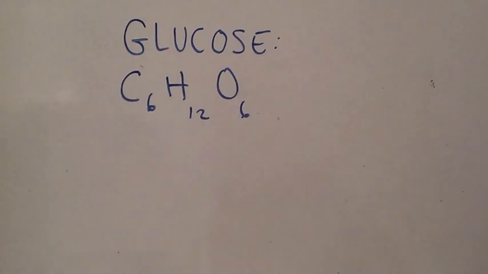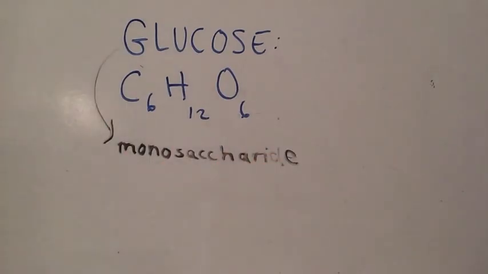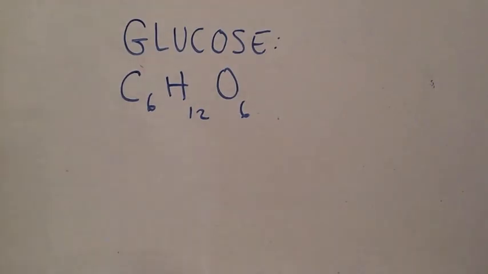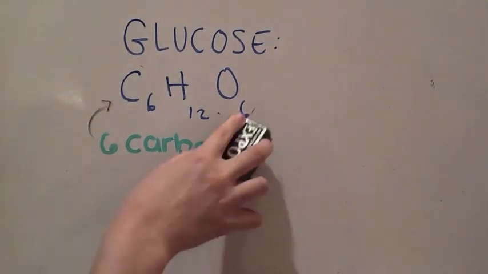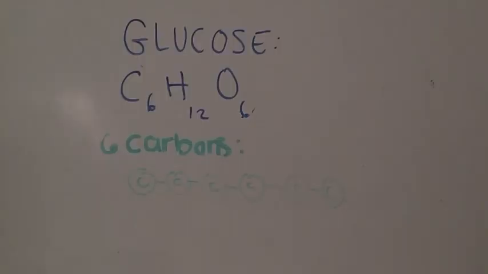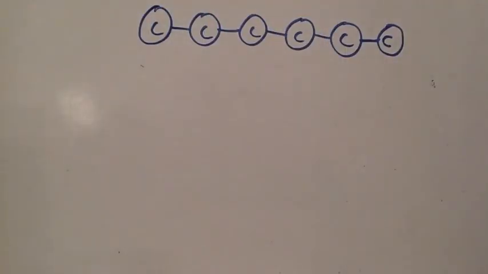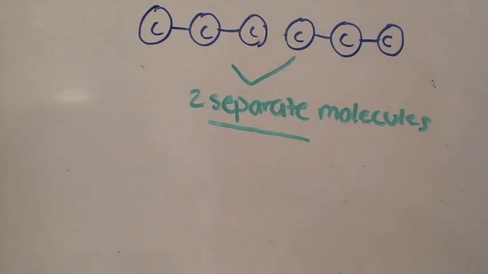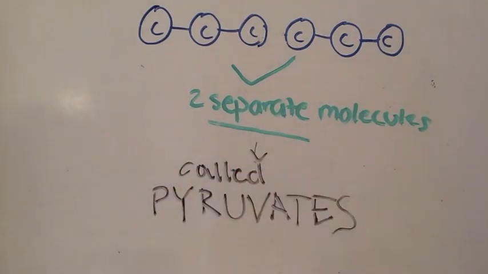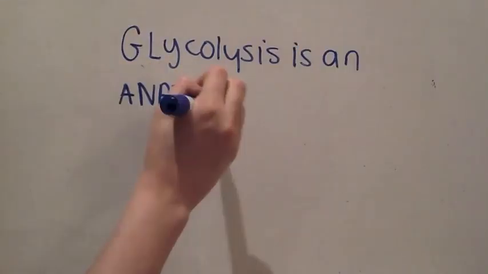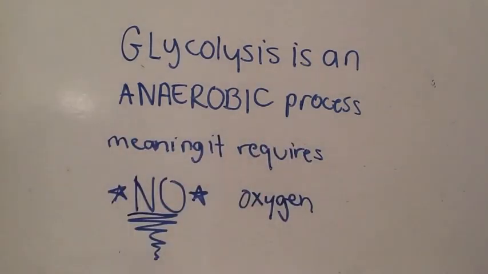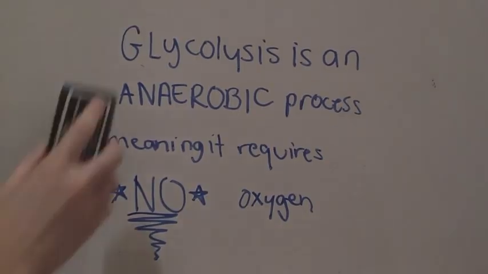Remember how we talked about glucose? Glucose is known as C6H12O6. It is a monosaccharide made up of 6 carbons, 12 hydrogens, and 6 oxygens. But for now, we're going to focus on the 6 carbons, as illustrated. One of the 6 bonds is broken in order to create 2 separate molecules, which we will call pyruvates. Glycolysis is an anaerobic process, which means that it requires no oxygen in order for the process to occur.